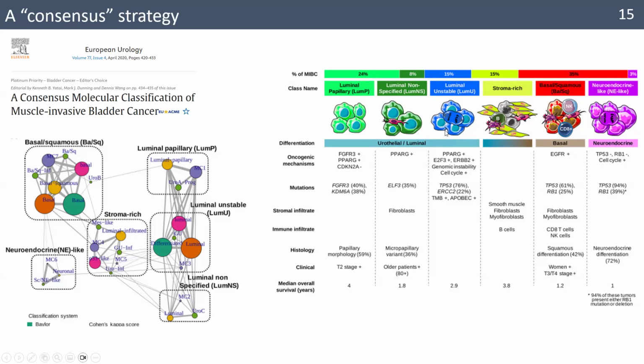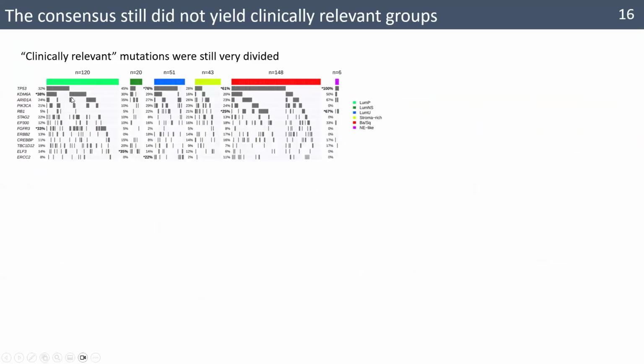Now, this is used a lot now in the literature, but whilst it's called a consensus, groups have continued to try and develop strategies beyond this because this one has a few problems, particularly for trying to link to the clinic. So again, mutations still very divided between these different subgroups. There were some sort of biases. So for example, FGFR3 mutations are predominantly found in this luminal papillary group, this sort of light green group. And TP53 and RB1 mutations are typically found in this basal group, but it's not perfect.